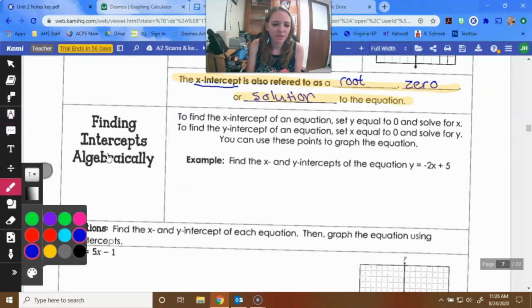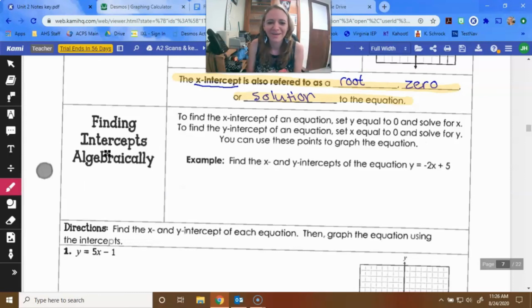Okay, we can do it algebraically. It's not really a lot of fun, I'm not going to lie. We don't really do it a lot this way. So we'll do one just to do it, but it's not going to be our primary way of doing this.